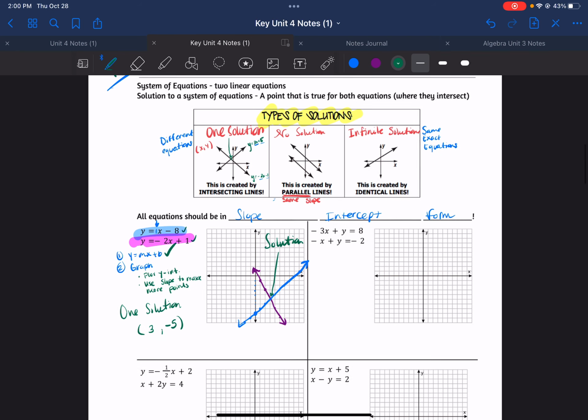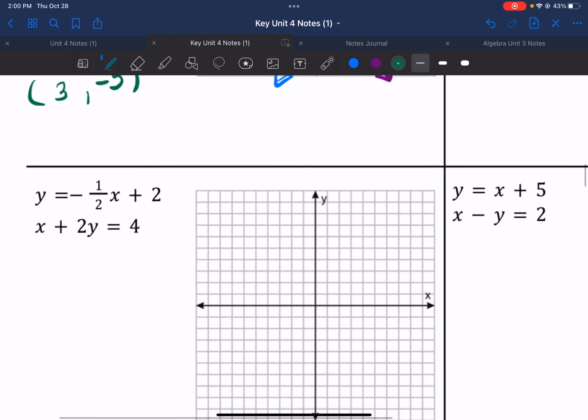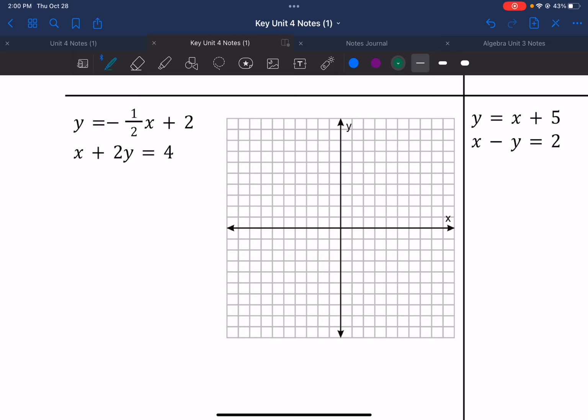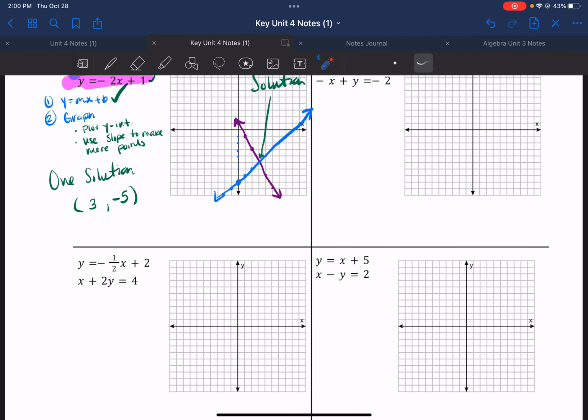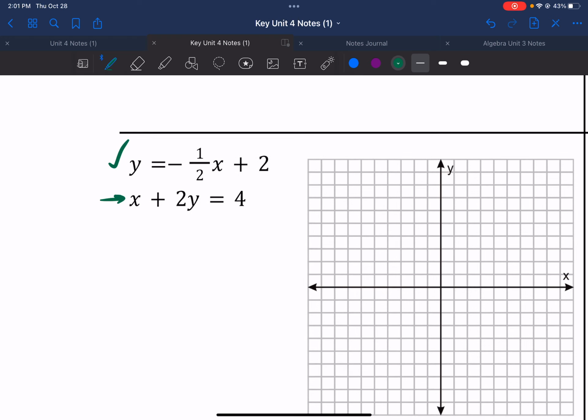You need to determine if it's one solution, no solution, or infinite solutions, and then you just need to graph it. And also remember, if it's one solution, you have to figure out what that point is. So let's do this one down here. All right, step one was what? We need to make sure that they are in y equals mx plus b form. Let's see. This is in y equals mx plus b form. This one right here is not. Let's go ahead and change that into y equals mx plus b.